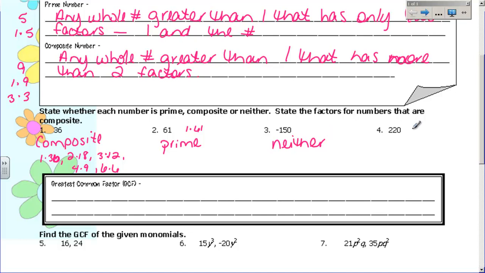Now number 4, 220. Let's just start naming factors. Of course, there's the obvious. There's 1 times 220. There's going to be 2 times 110. There's going to be 4 times, oh well, gosh, we could do this all day long. But obviously it has more than 2 factors, so this is going to be a composite number. If you want to go list the rest of the factors, more power to you. I love it, okay? But it has more than 2, therefore it's composite.